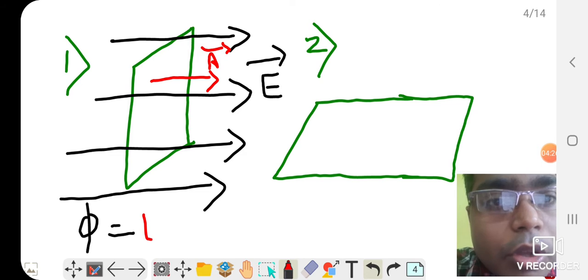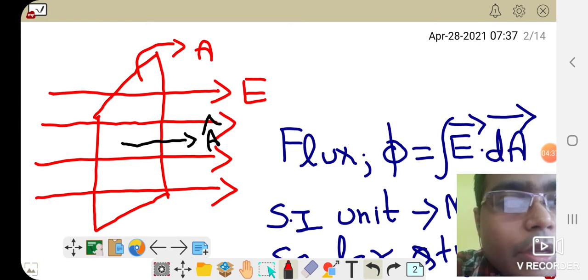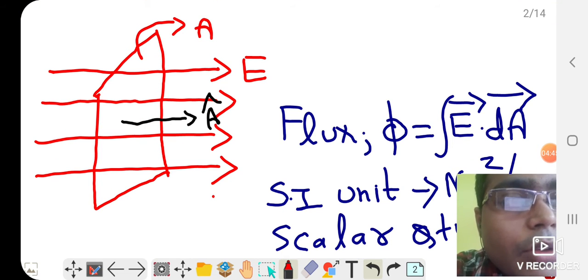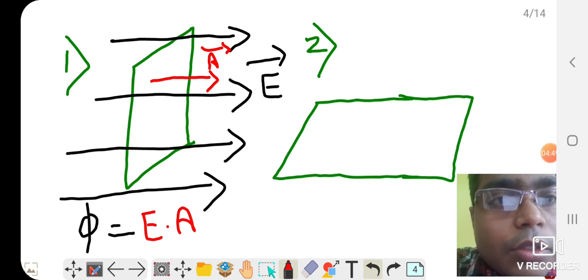So the flux will be how much? It is simply E dot A. So why is it E dot A? Because you can see the expression of flux, it is given by this quantity, the E dot product. And if there is a dot product, then you know that it involves cos theta, and cos 0 is how much? 1. So I think it is clear.